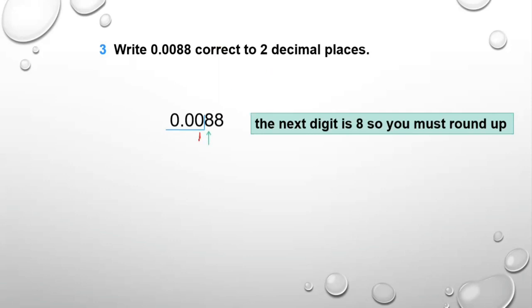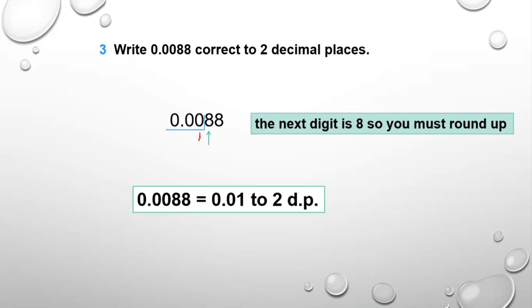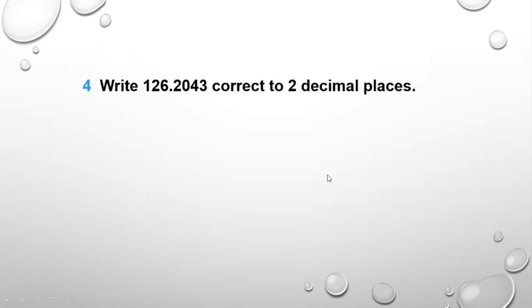So that is how the number rounded up to two decimal places is 0.01. We ignore the other places. Got it, children? So if it is 5 or more, we add 1 to the previous digit. Okay, let's take up the next question.